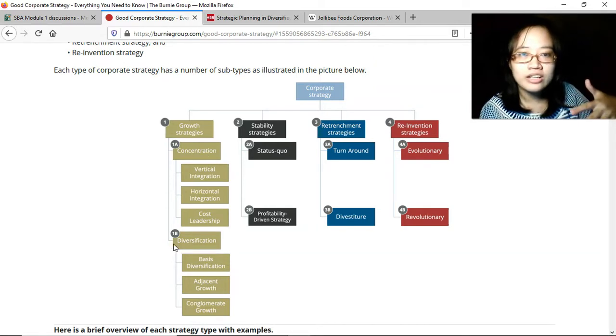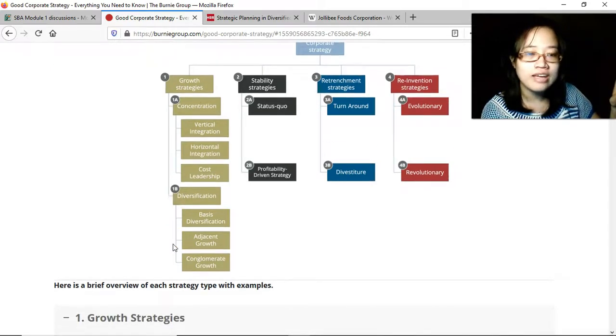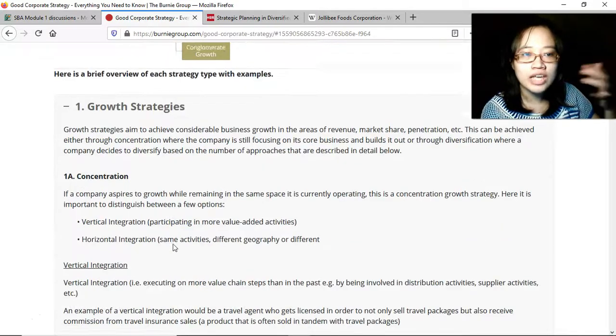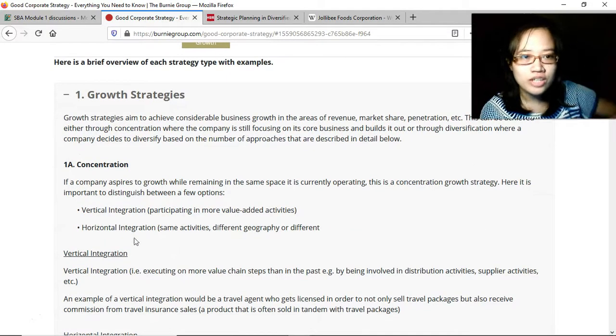And then the other type of strategy is diversification, wherein they try new things and then try to see if they would have any type of growth from there. Okay. So concentration, if a company aspires to grow while remaining in the same space it is currently operating, this is a concentration growth strategy.